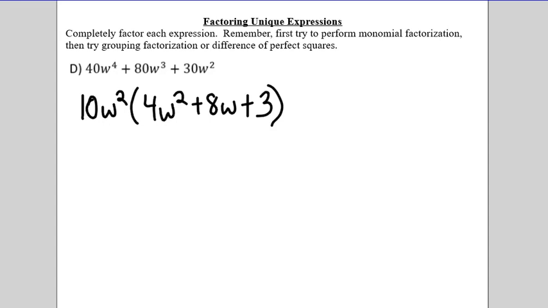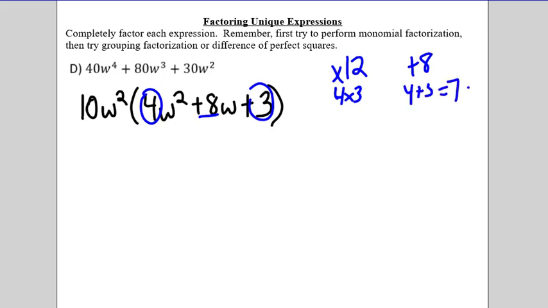So I'm going to say, what do I multiply? I got my 4 and my 3 here to make 12. That adds to make 8. So let's go through some of our factors. 4 times 3, well, 4 plus 3 is 7, so that doesn't help us. Well, we also have 2 times 6. 2 plus 6 is 8.